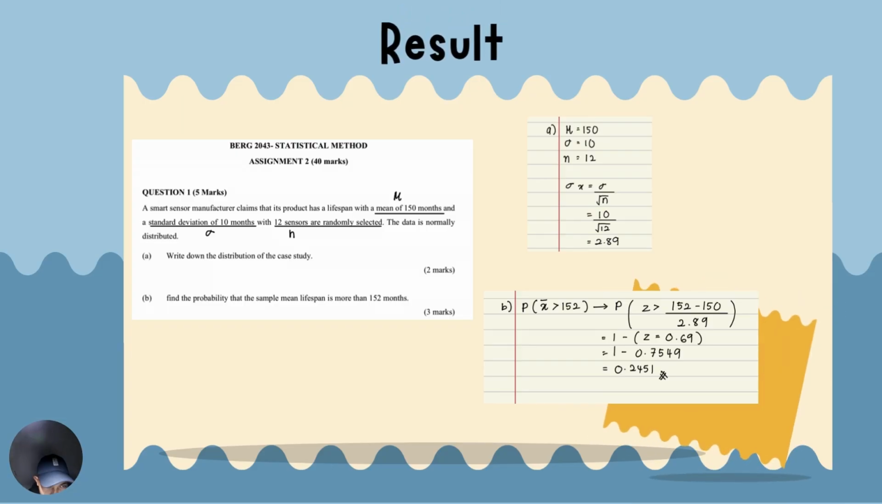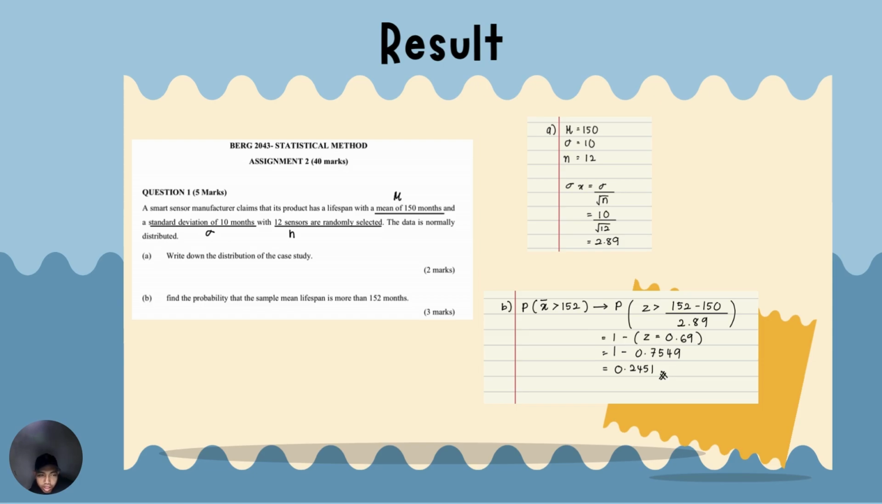Next, we're going to question 1. A smart sensor manufacturer claims that its product has a lifespan with a mean of 150 months and a standard deviation of 10 months. 12 sensors are randomly selected. The data is normally distributed. Firstly, when we look at the question, we declare that mu is 150, sigma is 10 months, and n is 12.